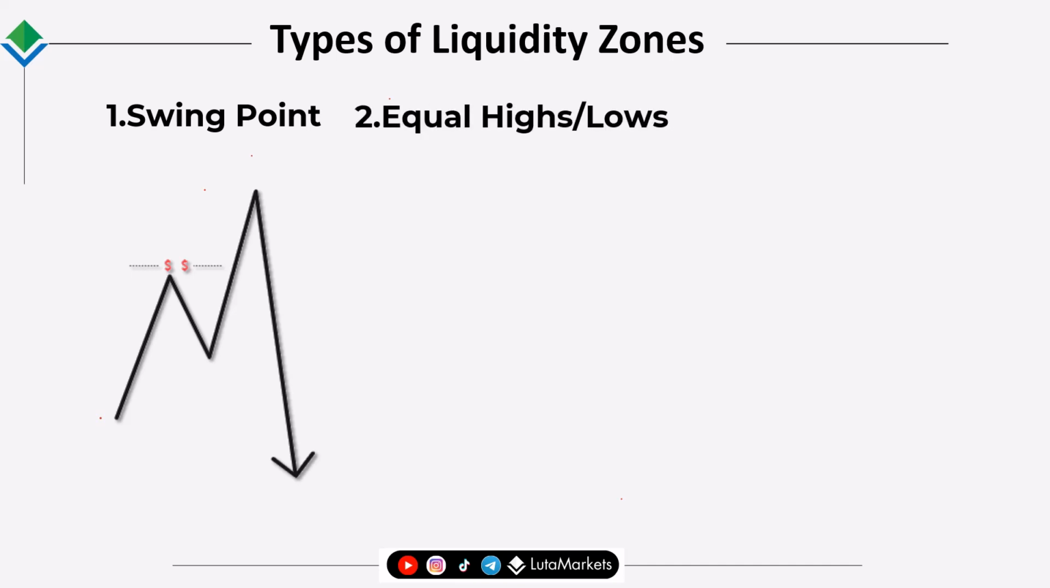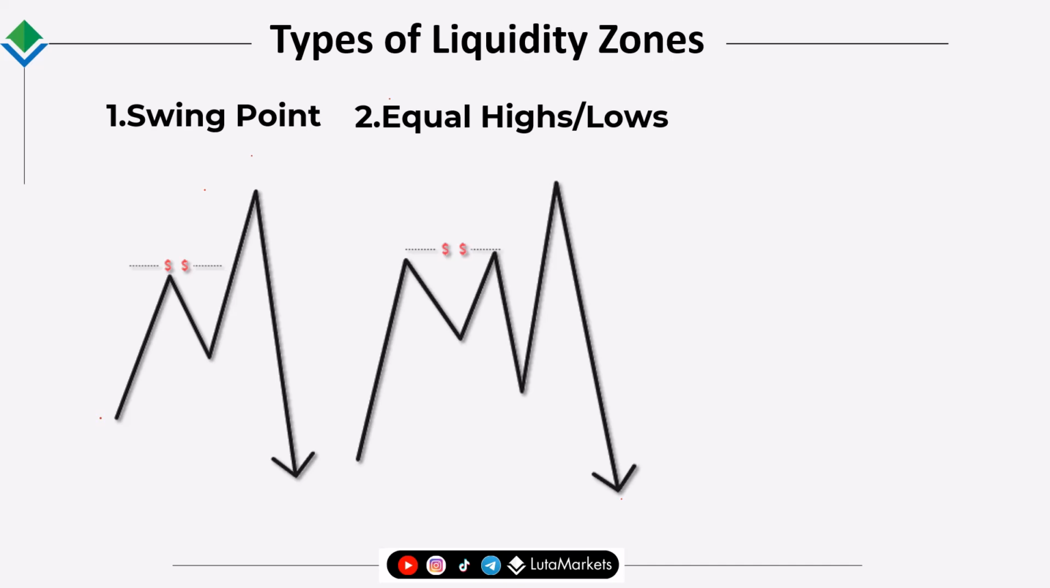Equal highs, equal lows liquidity. When price forms equal highs or equal lows, these areas act like magnets for liquidity. Institutions target these levels because they know retail traders often place stop losses there.